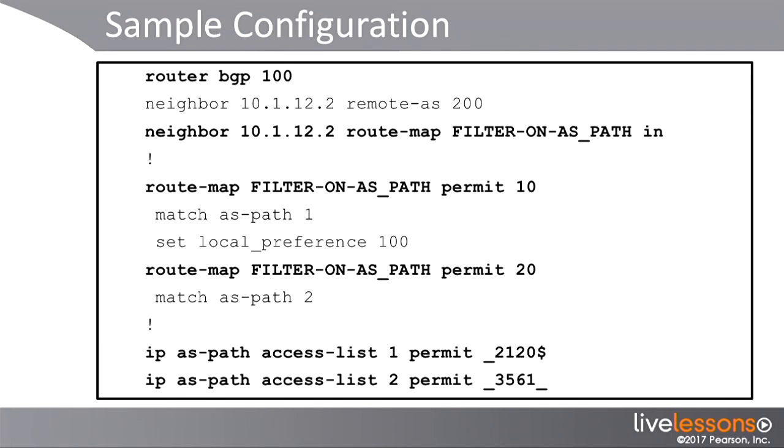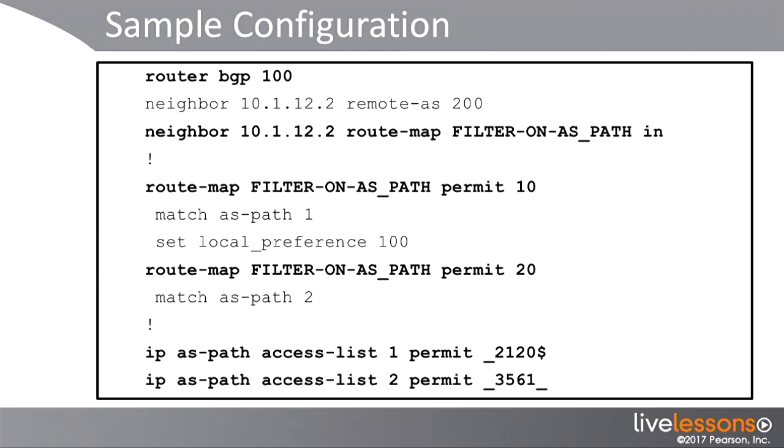number 2120. Similarly, you have another route map entry with permit sequence number 20 with just the match statement, match AS path 2. And you have the AS path access list 2 with the regular expression _3561_. What that means is you want to match a prefix which is passing through the AS number 3561. Remember, in the previous example I mentioned, if you do not have a default or empty permit statement after your match statements, no other prefixes will be permitted.